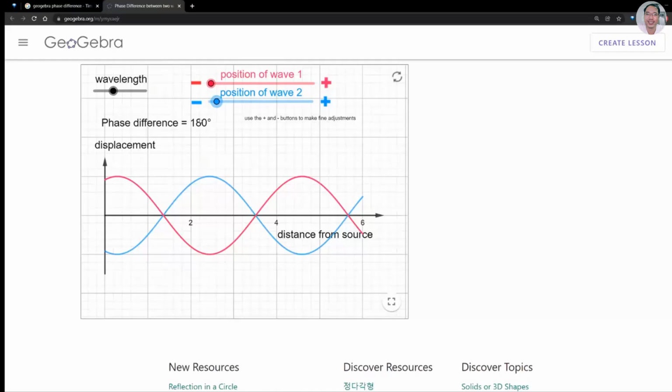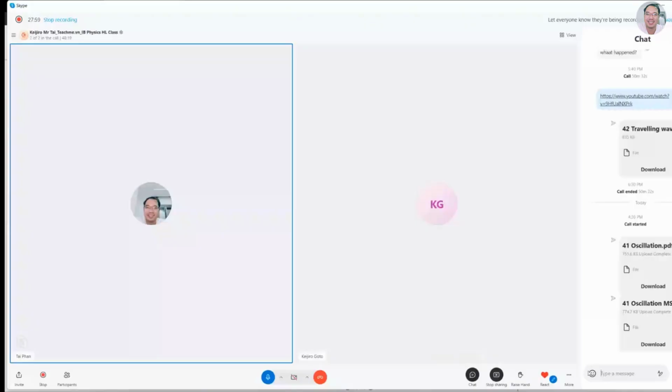So this phase difference is 180 degrees in accordance with the time difference being half a period, because when the time difference is 1 period, the two waves will be coincident and the phase difference will be 0. When the phase difference is 180 degrees, the time difference will be half a period. I'll send you the link to this simulation.